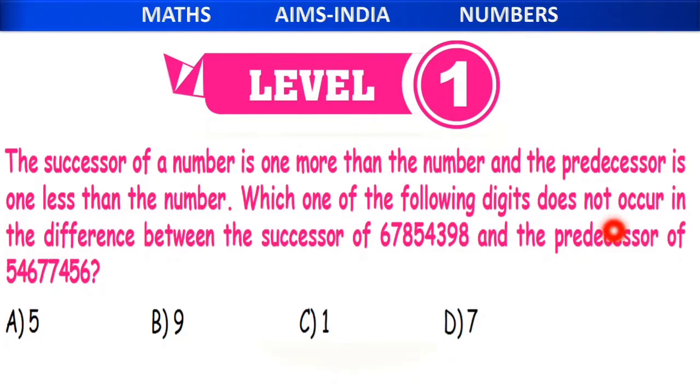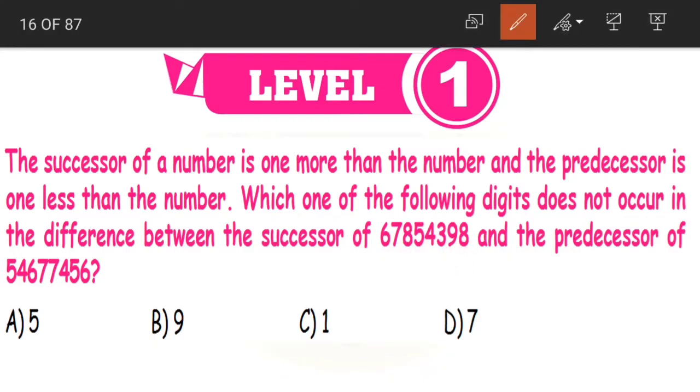Okay. Starting with the first question, the successor of a number is 1 more than the number and the predecessor is 1 less than the number. Which one of the following digits does not occur in the difference between the successor of 6,78,54,398 and the predecessor of 5,46,77,456? Now see here, they have already given what a successor and a predecessor are.